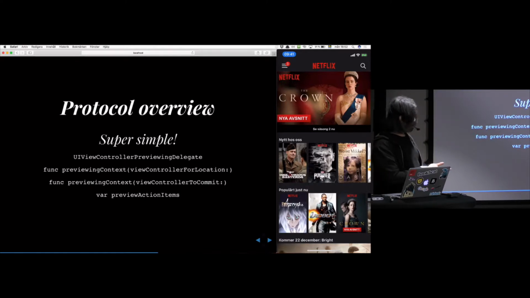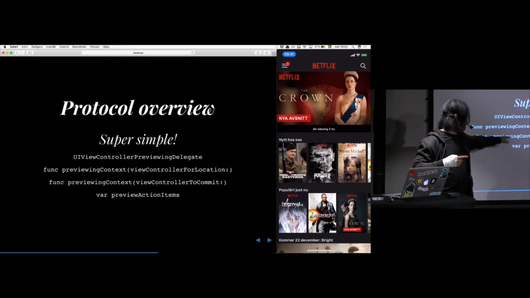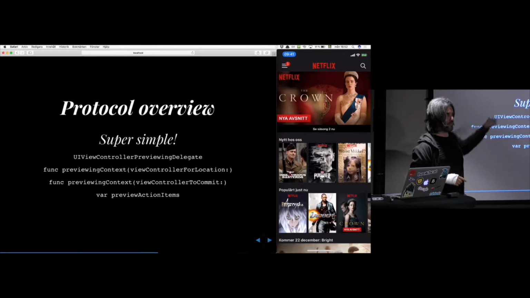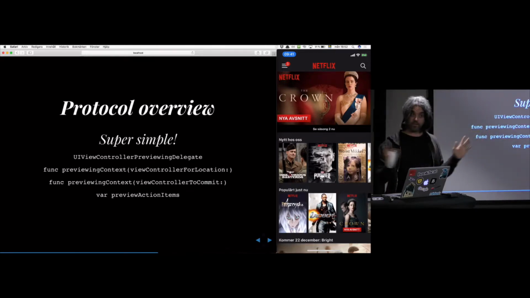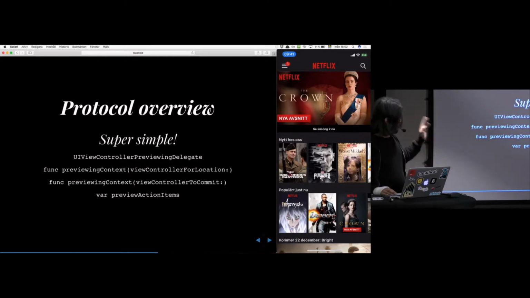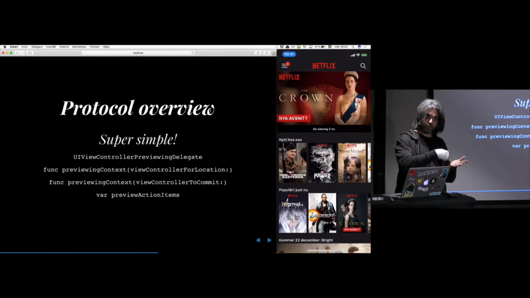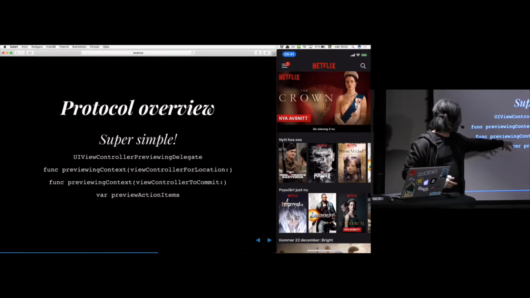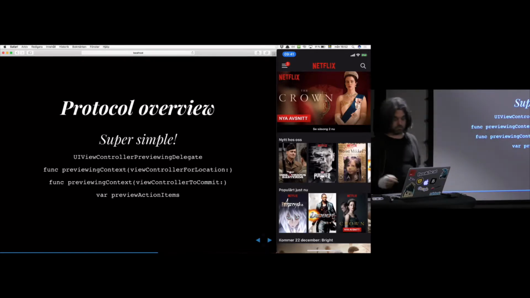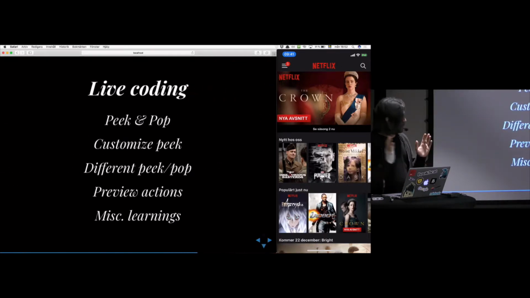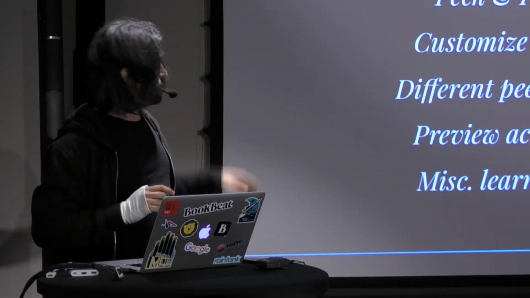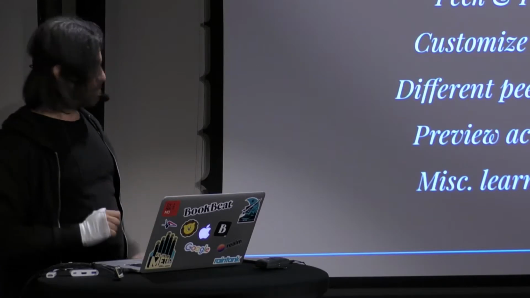So you peek, and then when you pop, the view controller that you popped on is going to get passed to this function, and then you can decide to do whatever you want with it. And then if your previewed view controller wants to support quick actions, you just have to specify an array of actions. So really simple. Let's do some live coding. We're going to take a demo app without any peek and pop. We're going to add some peek and pop to it. We're going to customize the peek.